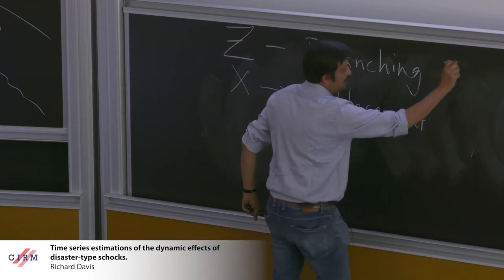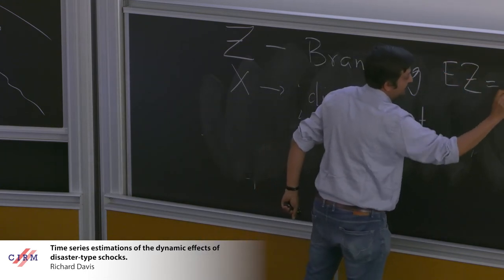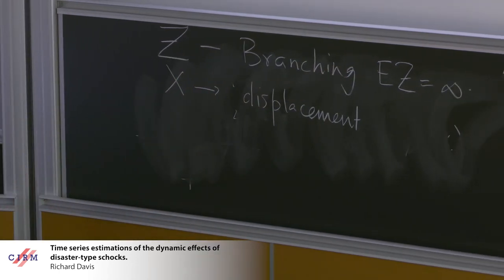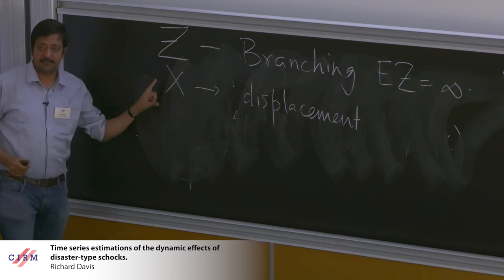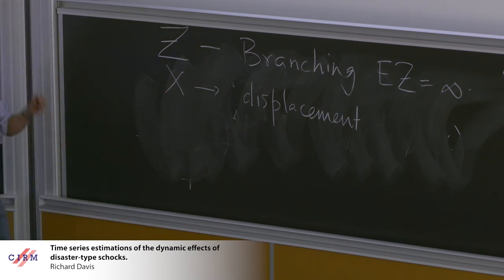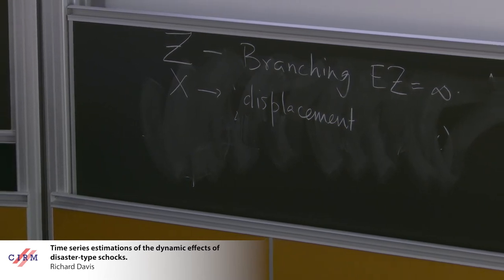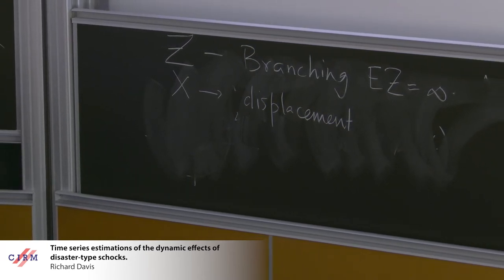So this will always have infinite mean. In fact, it will have the Davis condition, so we'll not change this condition. Now what we'll do is change the condition on the displacements and try to see what kind of results we can obtain. The first result is when you take the displacement random variable to be heavy-tailed.